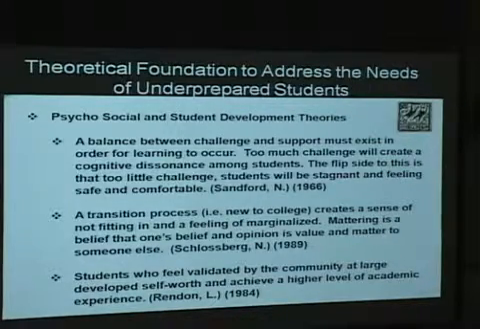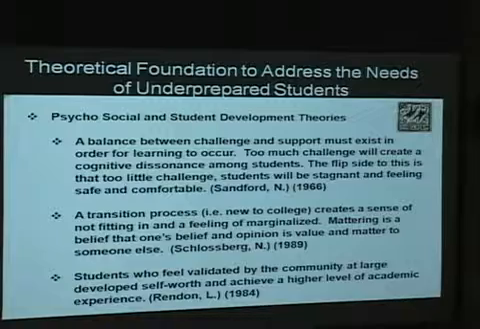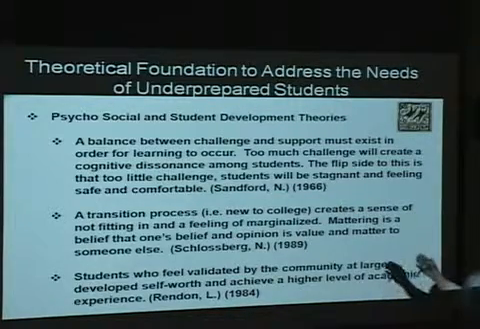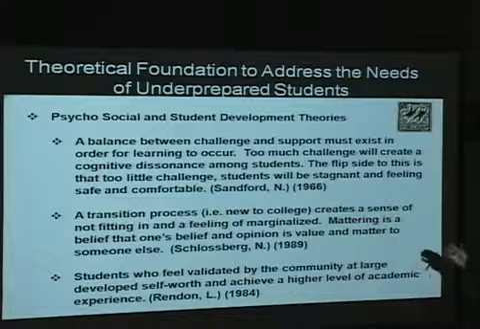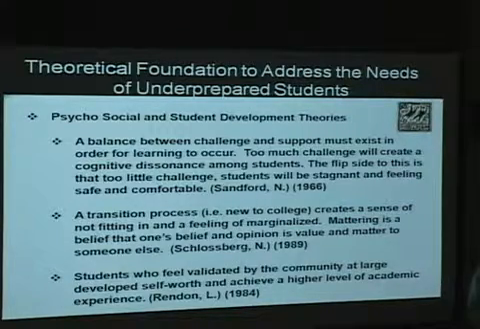And if they don't get the necessary support, what's going to happen is that learning will never take place. The flip side to that is that Sanford is also saying if you create an environment that's too comfortable for the students, learning will also not take place. Students will feel stagnant and they're not going to create any kind of learning opportunities out of it. Okay. Transition, this is what we call the theory of marginality and mattering. This is very applicable for adult students.